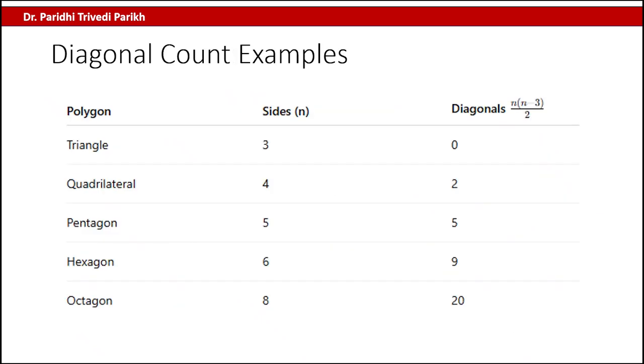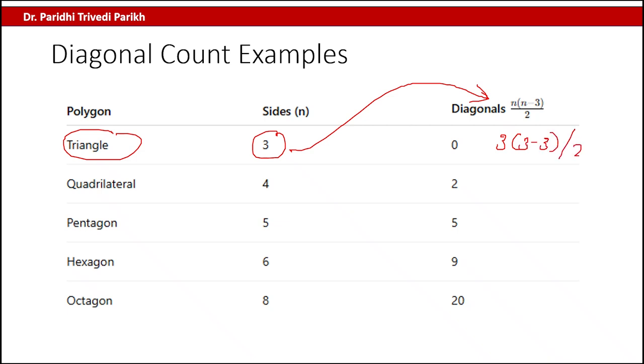Let's move to the next point. Now diagonal count. It's very interesting. Now see, a triangle has 3 sides. I'll put this value 3 into this particular formula. So what would I get? 3 into 3 minus 3 divided by 2, that is 3 into 0 by 2, which equals 0.